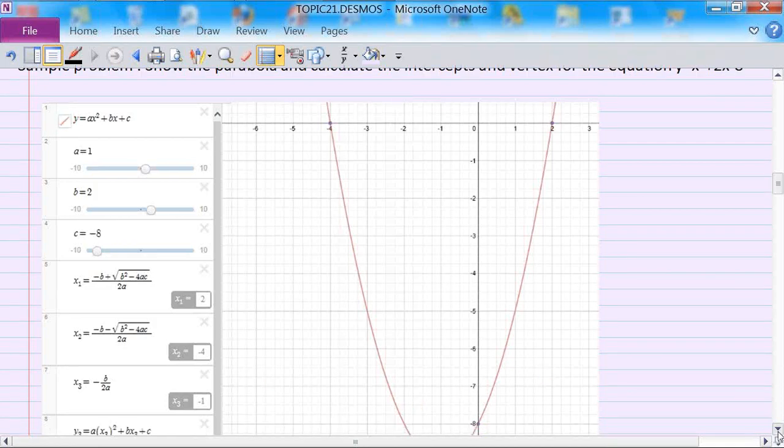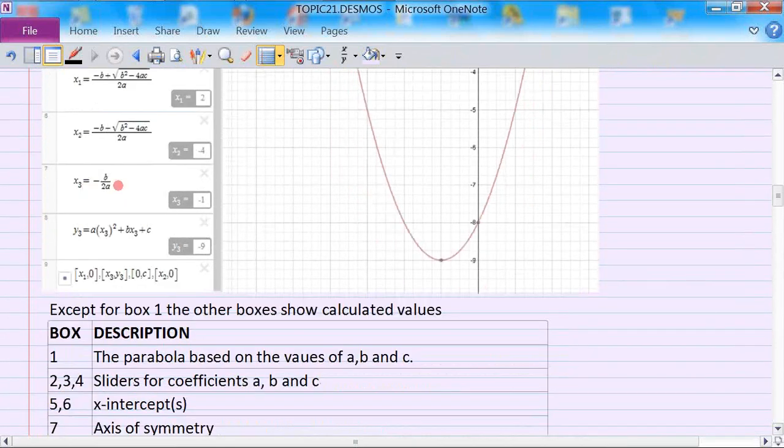Okay, so once I've got the axis of symmetry right here, I can plug that into the quadratic equation and get the corresponding minimum y value, which is minus 9. So there it is right here. This point right here is minus 1, minus 9. Now I want to show the points myself without clicking on the graph at all. So I've entered these 4 points. There's the first x-intercept, there's the second x-intercept, there is the vertex, and there is the y-intercept.